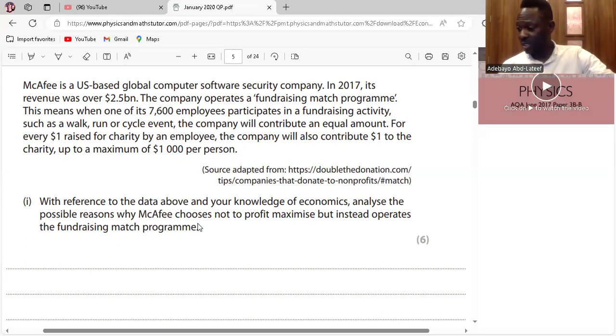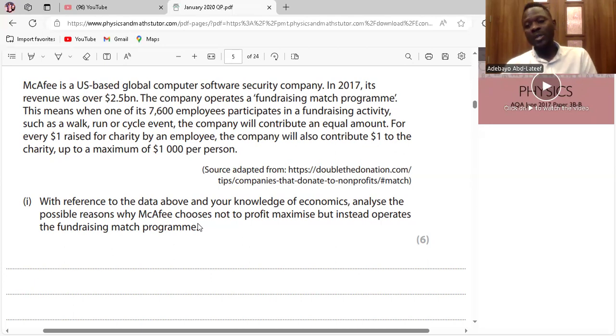The second point I wrote is that, based on the case study, McAfee already made revenue over 2.5 billion, which might be enough to think about fundraising. So making such huge revenue might give you the confidence to try to do charity. Do you understand the second point here?